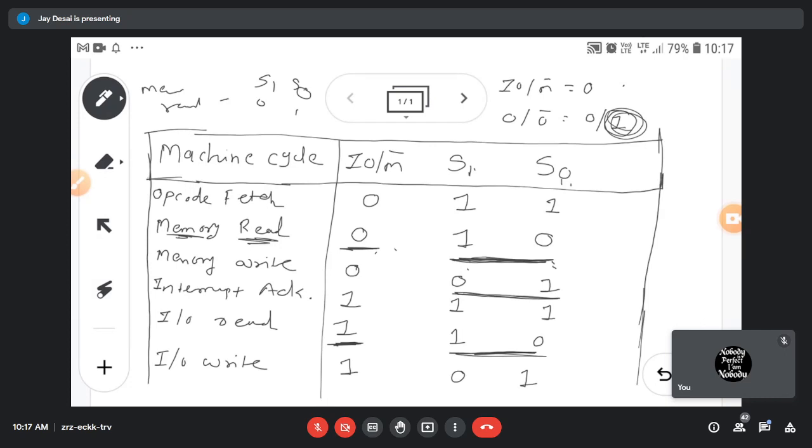Clear? So this will perform MEMR bar, the four control signals that we have. This will perform MEMW bar. This will perform IOR bar. And this will perform IOW bar. So these four are our control signals.